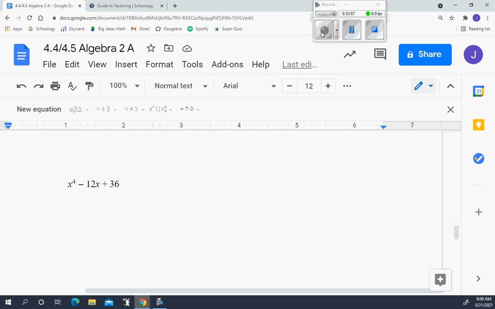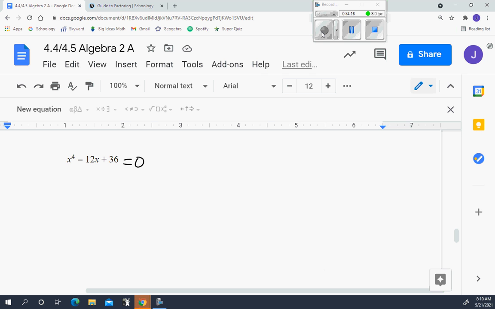Last one. We can set this equal to 0. Sorry, I must have forgot to do that. We have x to the 4th minus 12x plus 36. Can I take anything out? No. There's no common factors.